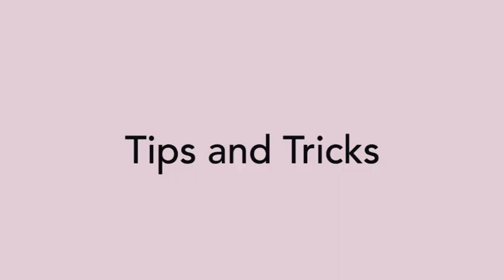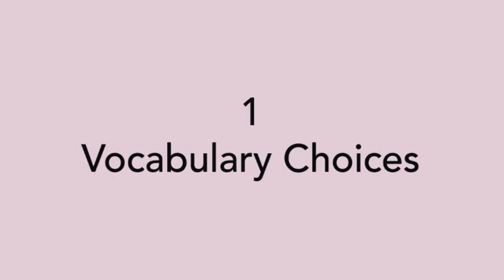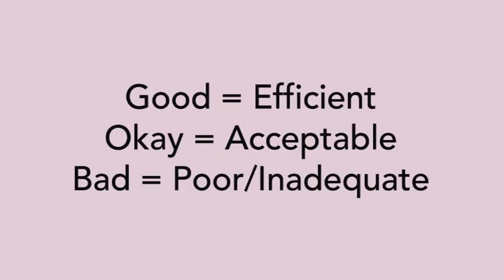Okay, and now on to tips and tricks. One of the most important tips I have when writing evaluations is substituting some common vocabulary choices for more professional ones. For example, substitute good for efficient, okay for acceptable, and bad for poor or inadequate. It immediately makes your writing feel more professional and of higher quality.